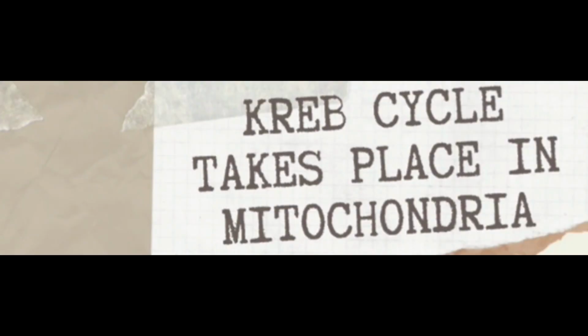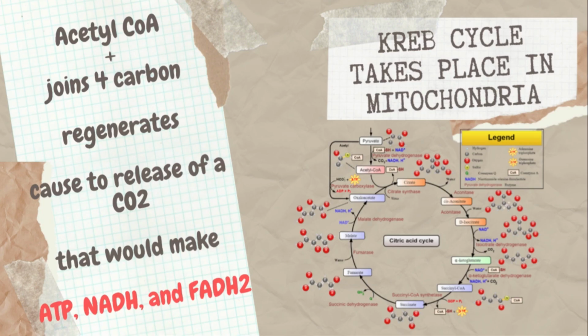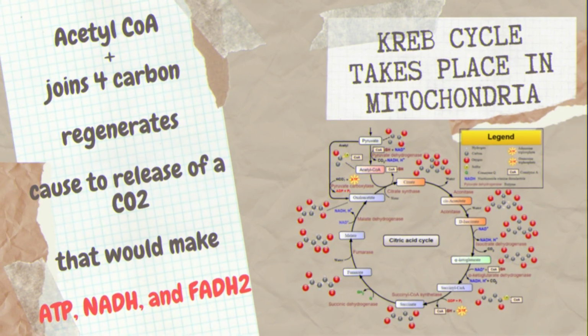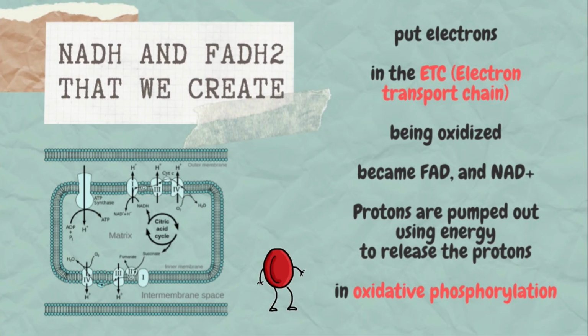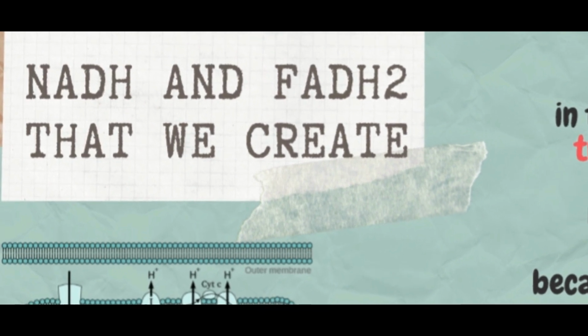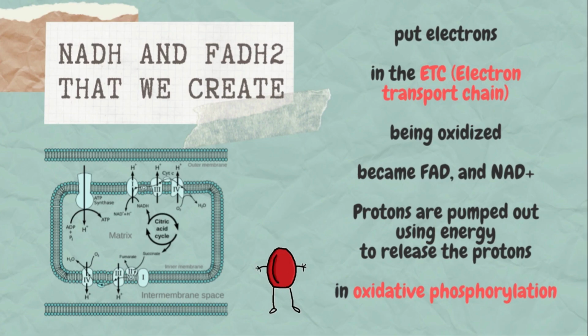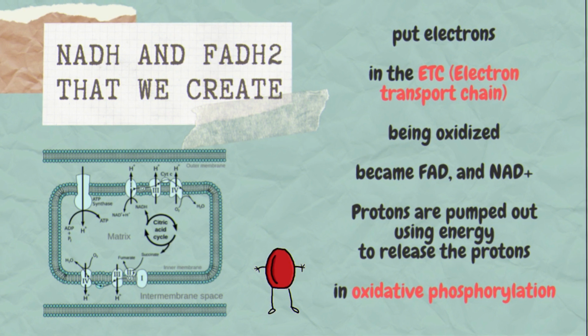The Krebs cycle takes place in the mitochondria. Acetyl-CoA joins a 4-carbon molecule and regenerates it, releasing CO2, which makes ATP, NADH and FADH2. The NADH and FADH2 that we create put electrons into the ETC, being oxidized and becoming FAD and NAD+.